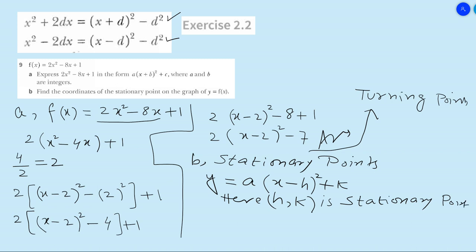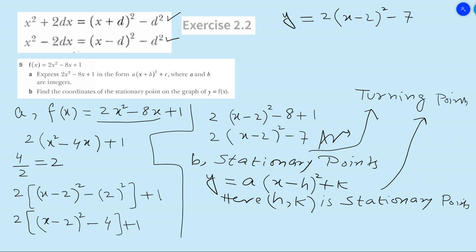Stationary points or turning points. Now come to your answer of part A. Our answer is y equals 2 multiplied by (x minus 2) whole square minus 7.